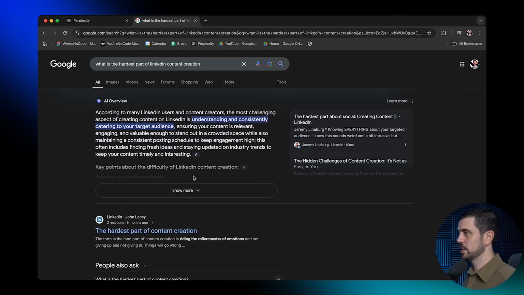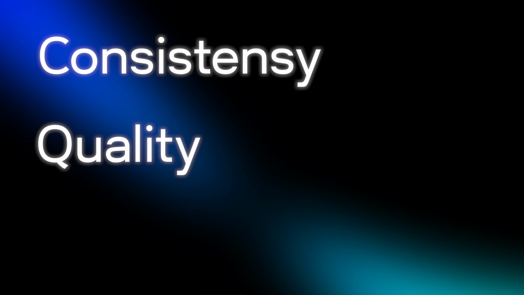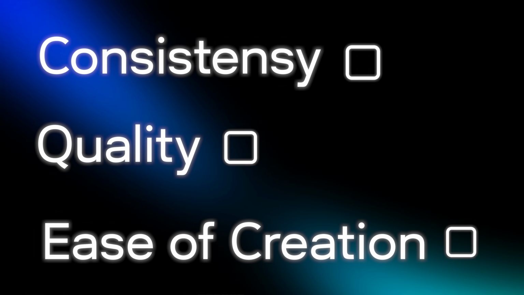And when I type it into Google, it just says understanding and consistently catering to your target audience. So it seems like also knowing what kind of content you need to be creating for your users. So my takeaway actually doesn't point towards specific problems, but it seems like consistency is important, quality is important, and making it easier for people to create. All of which I think I can solve with this tool. So that took roughly 20 minutes.